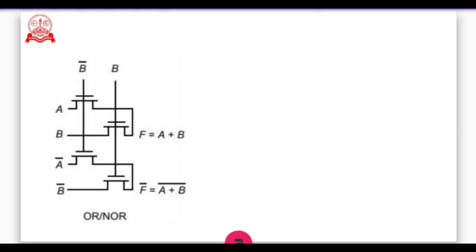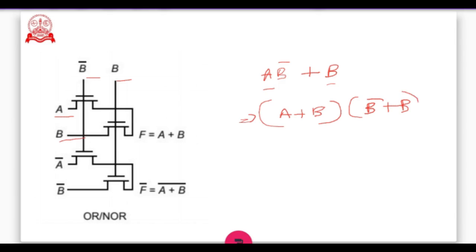Now let's consider the second example. Here we are getting OR and its complement, that is NOR. In the first part, that is the OR part, we have A B bar plus B into B is B. So we can split it as A plus B into B bar plus B. So this part becomes 1. So it is equivalent to A plus B.